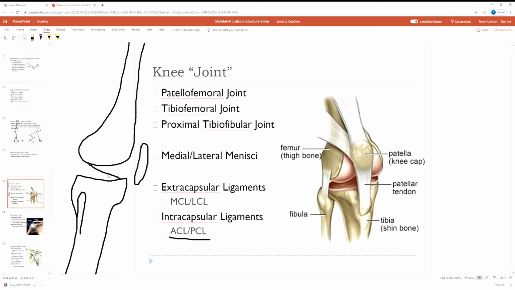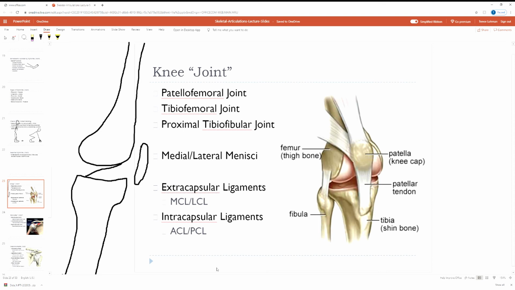The PCL, of course, is just going to be the reverse of that. So it's going to prevent posterior translation of the tibia, and it's going to prevent anterior translation of the femur. So the posterior cruciate ligament attaches posteriorly on the tibia and prevents posterior translation of the tibia. So it kind of all fits. Hopefully that wasn't too crazy confusing there, but anyway, those are two important knee ligaments. There are, of course, more ligaments, and there's tons of muscular tendinous support as well. This is just a quick little snapshot of the knee.